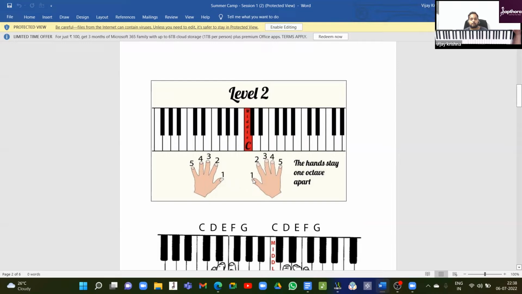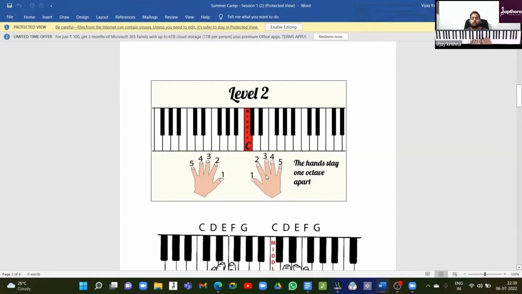The thumb finger is 1 and the index finger is number 2, the middle is 3, ring is 4 and the pinky finger is 5. These finger numbers are used on the keyboard with both hands, and these numbers don't change. They will be the same wherever you go, for any lesson. So before going to the playing part, you need to remember these finger numbers as an exercise.